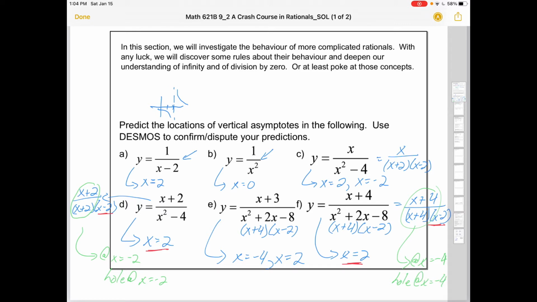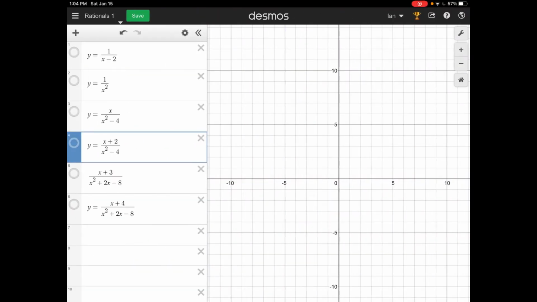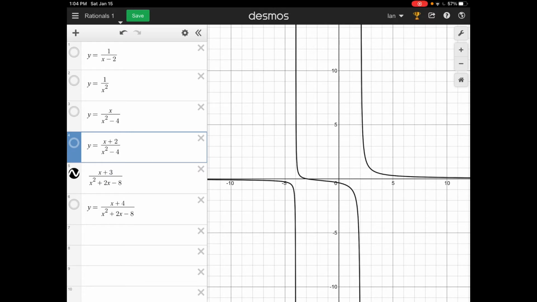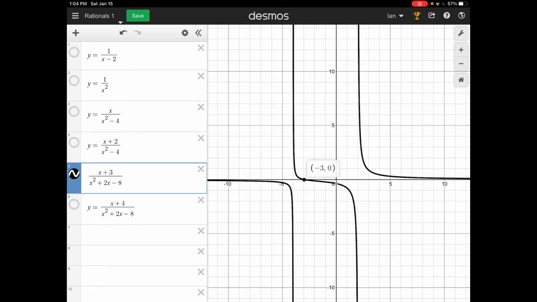The last question might be, okay, well, what happens to the numbers that make only the top 0? And the third one, this one here, might be a good one to investigate. So it's x plus 3 all over x squared plus 2x minus 8. -4 and 2 make the bottom 0. -3 makes the top 0. What happens at x is -3? Well, that's where you get an x-intercept.